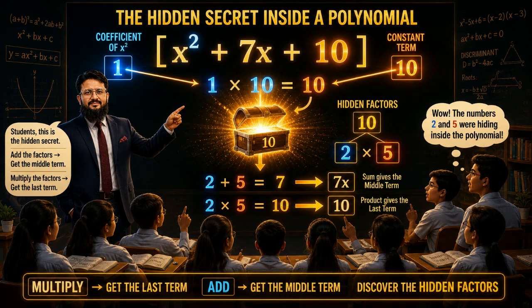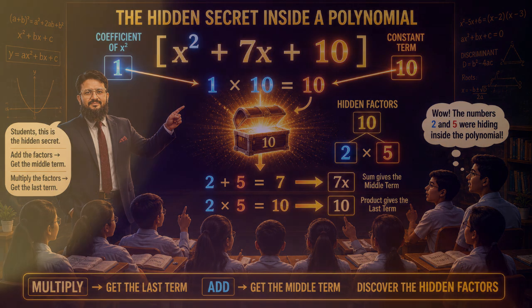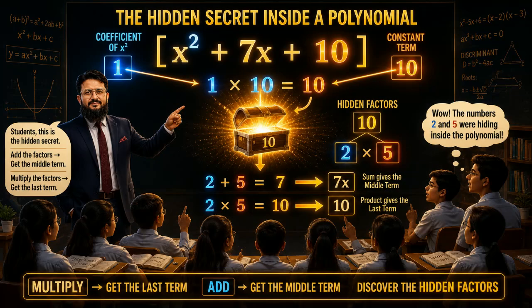First, look at the first coefficient and the last number. Here the coefficient of x square is 1 and the last number is 10. Multiply them. 1 into 10 becomes 10. Now our goal is to find two numbers whose product is 10 and sum is 7. But how do we find those two numbers quickly?